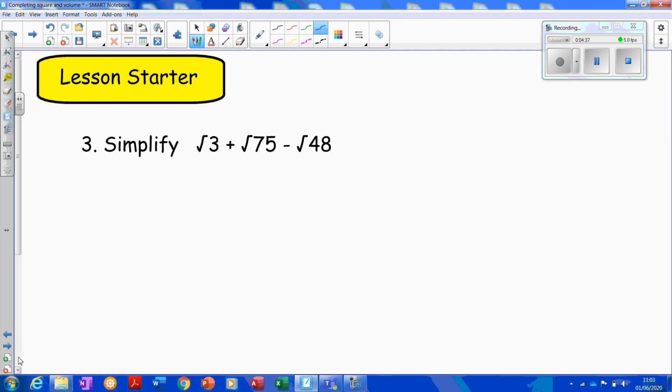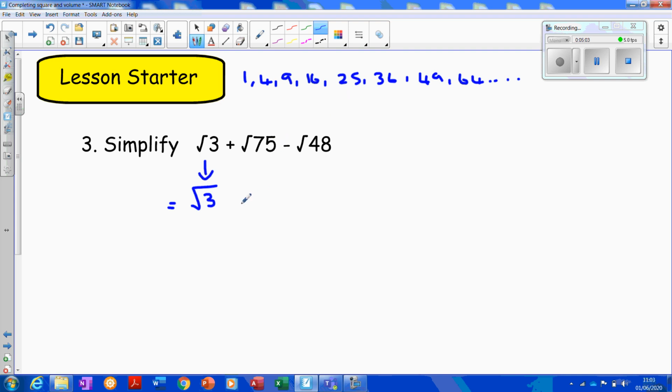Okay, next one, question 3, similar. We need all our square numbers. So 1, 4, 9, 16, 25, 36, 49, 64, and they go on and on. Right, so root 3, 3 is a prime number. There is nothing I can do with that root 3. It stays as it is. Now, what's the biggest square number that divides into 75?